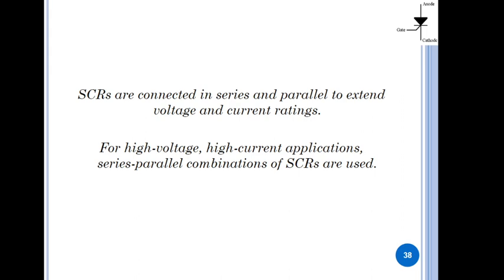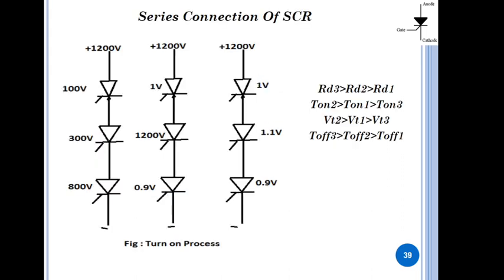Right. Moving towards the first part: if a number of SCRs are connected in series combination, what is the effect of that series connection on the different parameters we discussed in the previous lectures, that is, the forward blocking state and how it works during the on state? All these parameters we now discuss here.